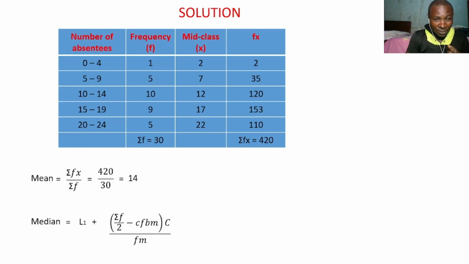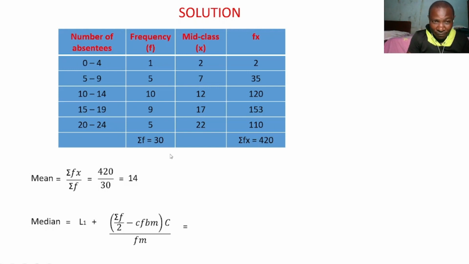One of the most important things in this formula of the median is that when you are solving a question, the first thing you are going to do is to determine this value here, summation f over 2. It gives you an idea and helps you understand where your median class is going to fall. Remember that our summation f is 30. If you divide 30 by 2, we are going to have 15.